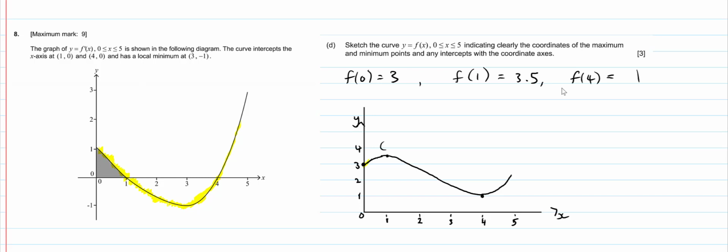So we can add those points in. We know at 1, 3.5, we're going to have a local maximum or maximum point, and at 4, 1, we've got a local minimum point, and we know the y-intercept at y equals 3. And that is question 8, part D.